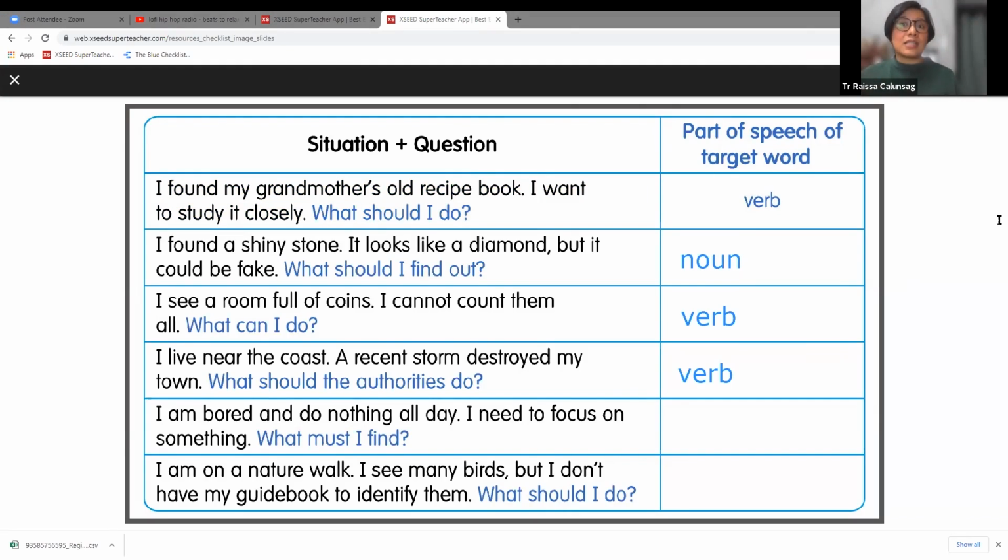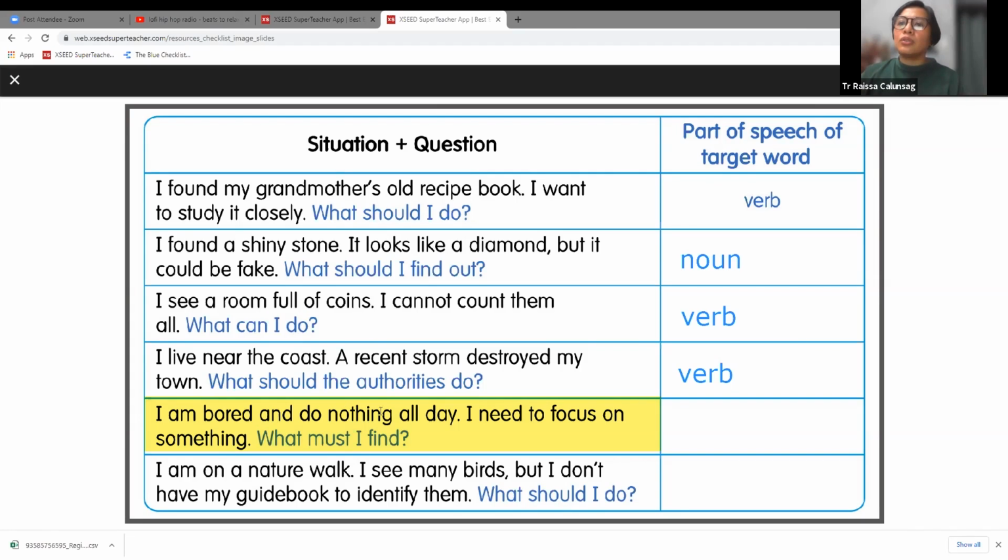We're looking at this sentence. I am bored and do nothing all day. I need to focus on something. What should I find? Okay, let's try. Are we looking for a noun? Are we looking for a verb? The answers are coming in, and it's kind of split. Some saying a verb, some saying noun. That's okay. You don't have to have the right answer right away.